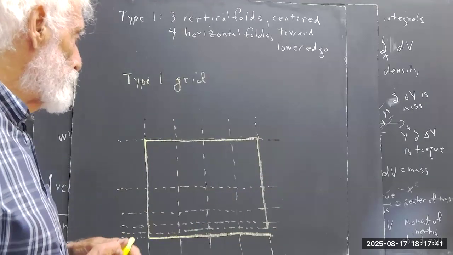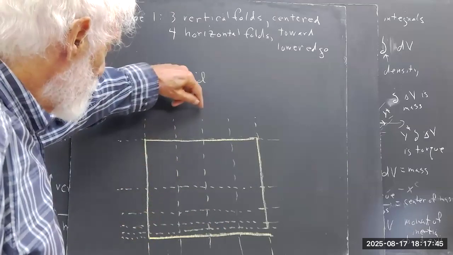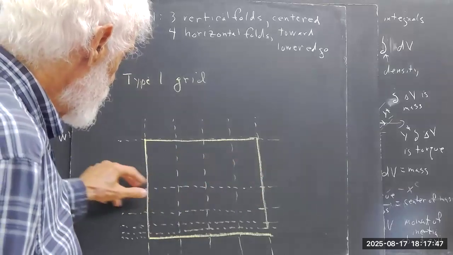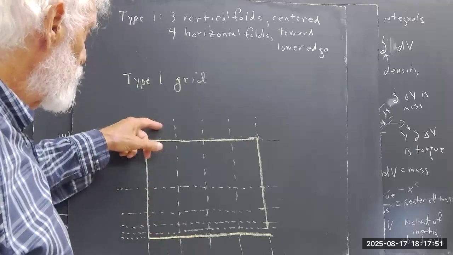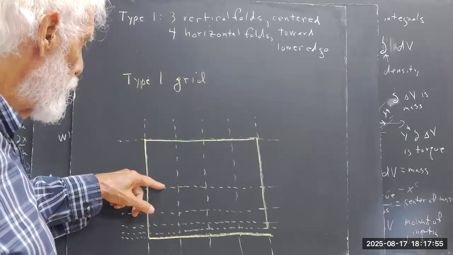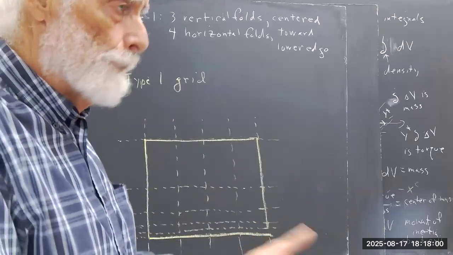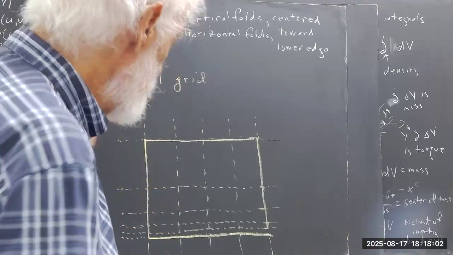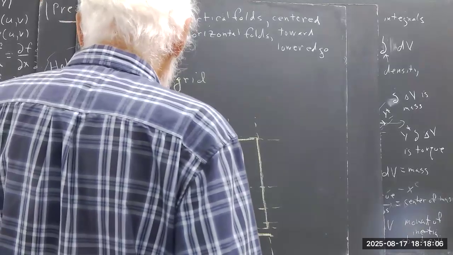We'd say 3 vertical folds toward the center, as we do the center, and then we fold toward the center, fold toward the center, and then 4 horizontal folds toward the bottom. So we start from the top to the bottom, we get this fold, halfway from here to here is this fold, and so forth. And I think especially if you actually folded the paper, you're going to understand that. Okay, it's a type 1 grid.